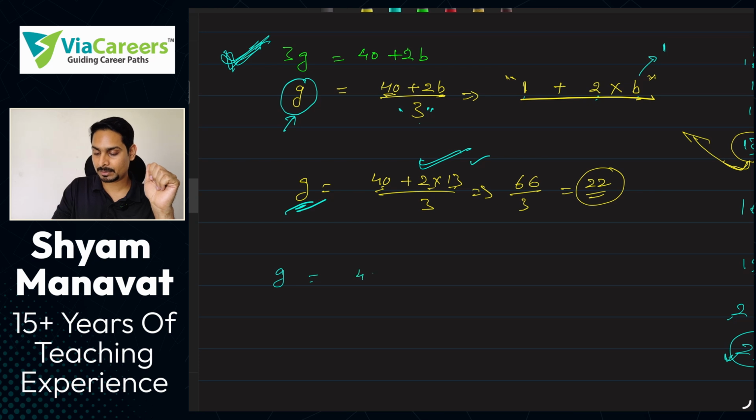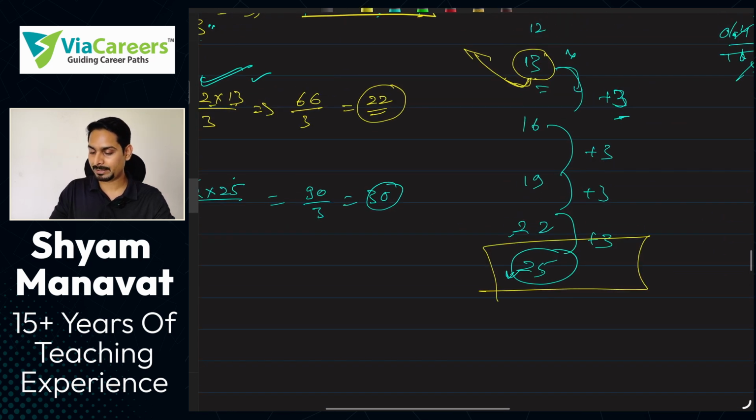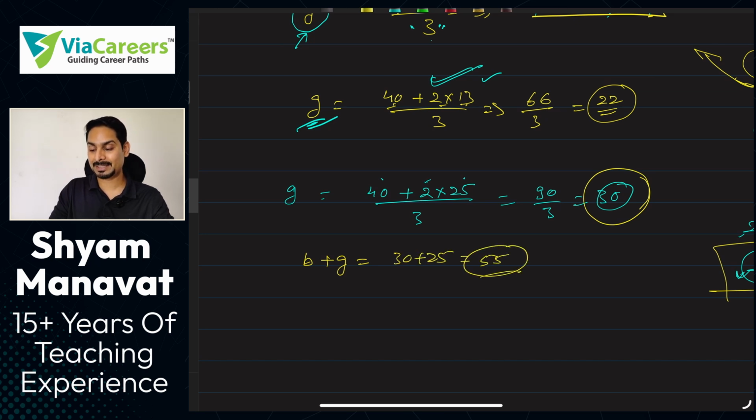So G we are going to get what? 40 plus 2 into 25 by 3. So here 25 into 2 is 50 plus 40 is 90. 90 by 3 is going to give you what? 30. So if you put B equal to 25, you're going to get G equal to what? 30. Accordingly, you will get B plus G as 25 plus 30, and you're going to get what? 55. So these many students were there initially in the class.